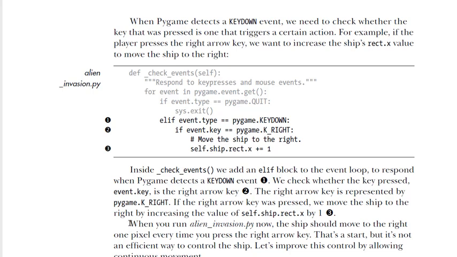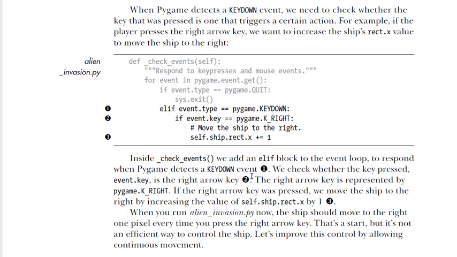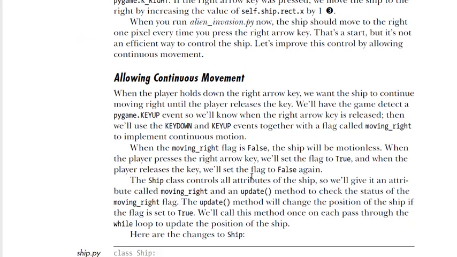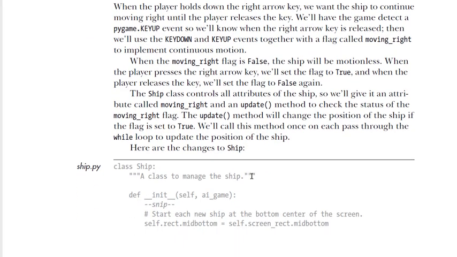When you see in the text, when you run Alien Invasion now, whenever you see these words, that's your key to go ahead and actually go about testing. Then it says the ship should move to the right 1 pixel every time you press your right arrow key. Then it says that's a start, but it's not the efficient way to control the ship, and then we'll move into allowing continuous movement. So then it goes into that particular section and talks about the modifications that you will go ahead and do.